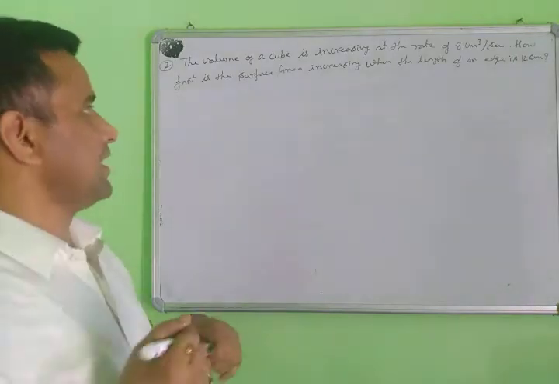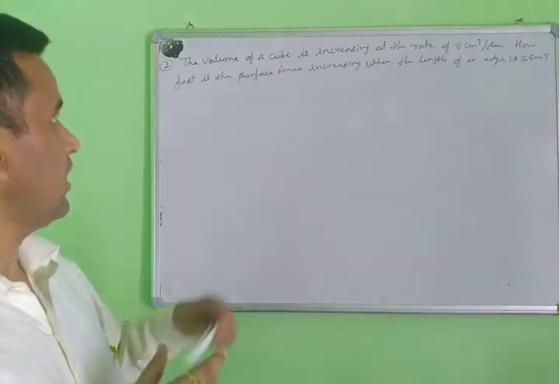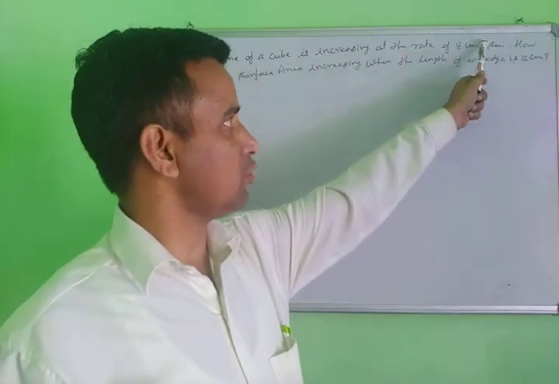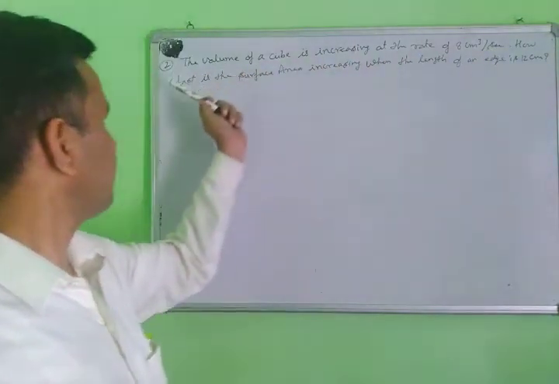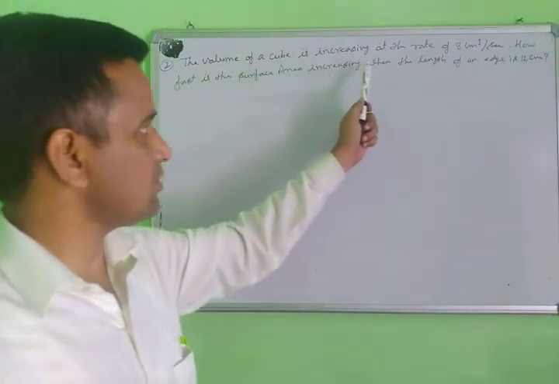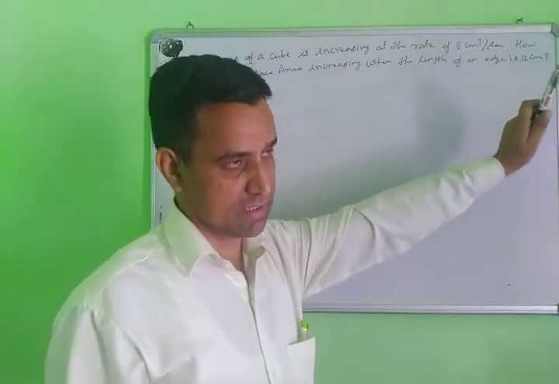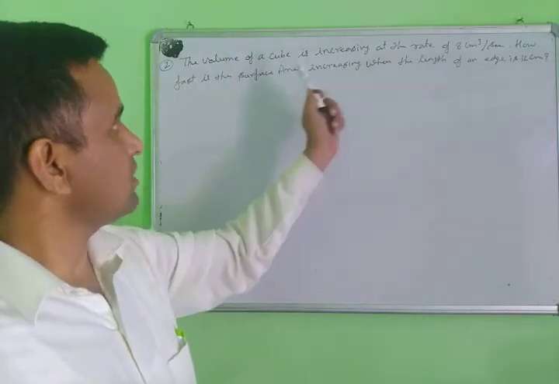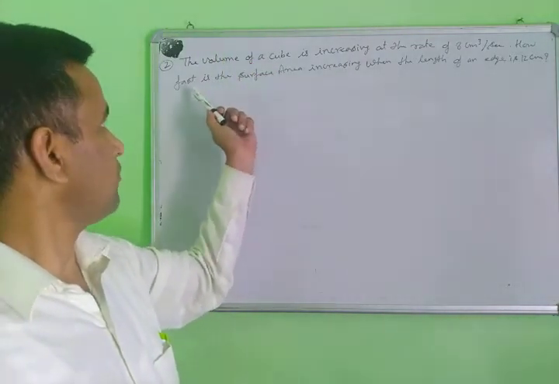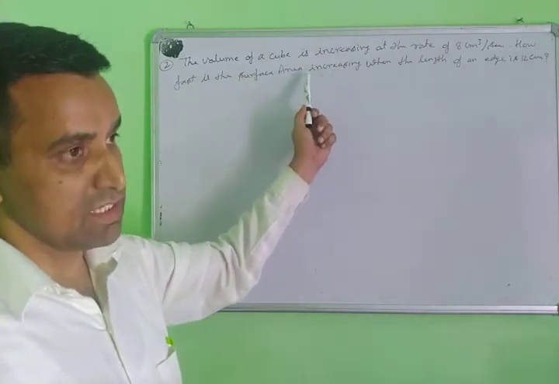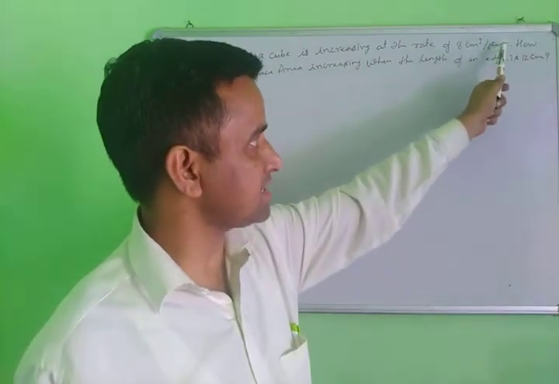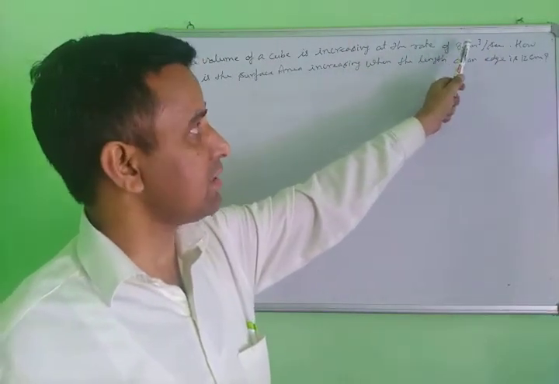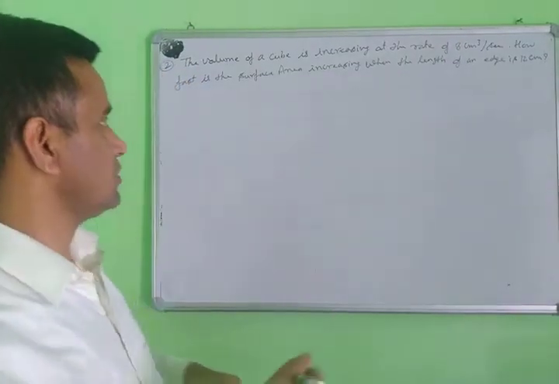Yes students, I am taking the second question here from the NCERT book. The volume of a cube is increasing at the rate of 8 centimeter cube per second. How fast is the surface area increasing when the length of the edge is 12 centimeter? Understand the question here. What do you find? How fast the surface area is increasing, means ds over dt with respect to time t second, and dv over dt is given. So now start the solution.